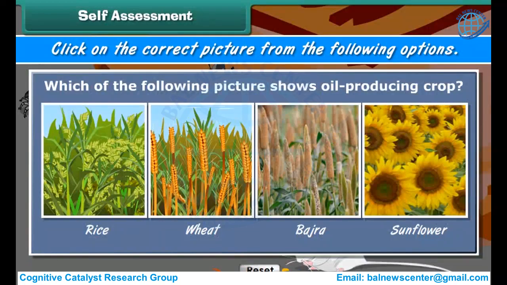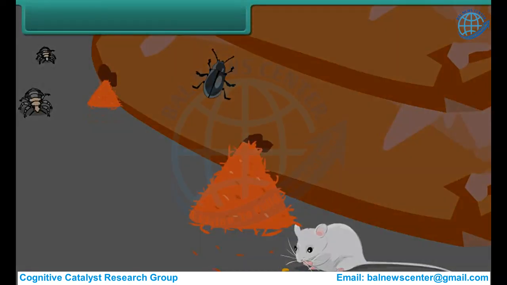Self-assessment. Click on the correct picture from the following options.